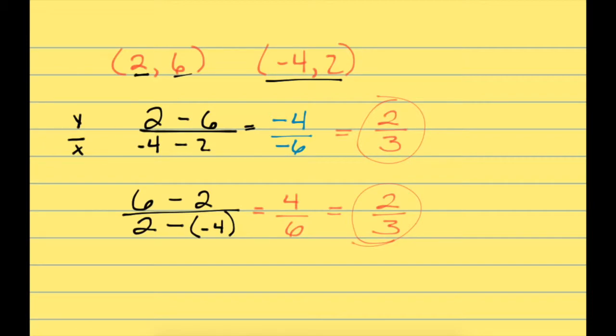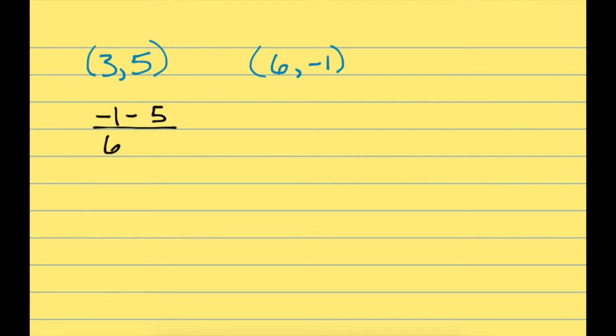So again, it doesn't matter which order as long as the first y and the first x both come from the same point. Now, slope isn't necessarily always positive. A slope is positive when the line is increasing from left to right, like so. Okay? It can be really steep or it can be really shallow. But if there's any increase at all from left to right, then it has a positive slope.